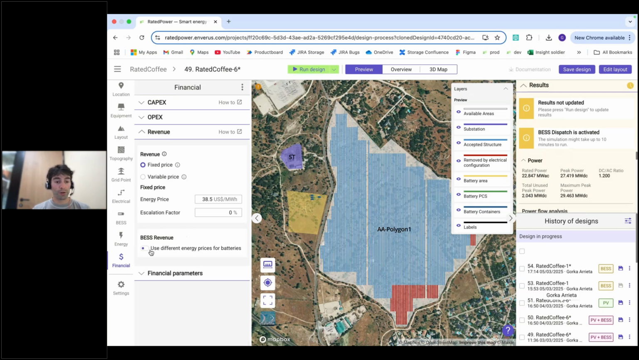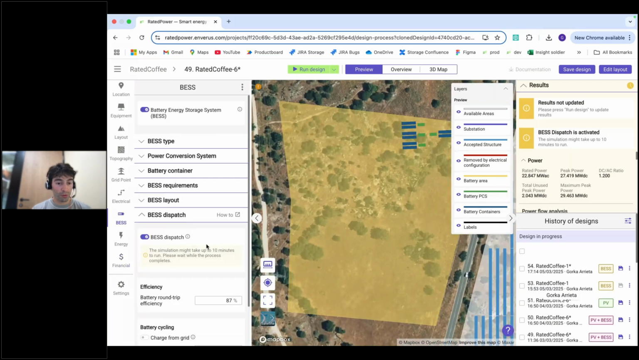you see this new input, which lets us define different energy prices for batteries. Right now, we don't want this. We are assuming that we have a PPA signed, for example, and we are selling all the energy at a fixed price, but we have this curtailment restriction, and we want to charge the battery with this curtailment and then discharge it. So I think with these inputs, we're good to go.